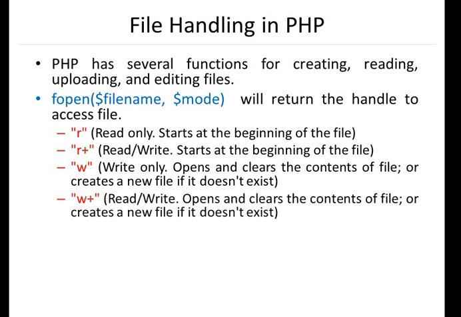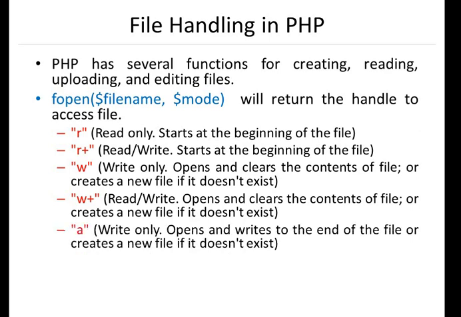After that, W plus means read and write, and the rest is the same as above: open and clear the content of the file, or create a new file if it doesn't exist. After that, there is another mode, to append. To append means to not overwrite. In the previous two cases overwriting was happening, but now you are going to append data. Whatever you write will be appended to the end of the file. There is no overwriting.